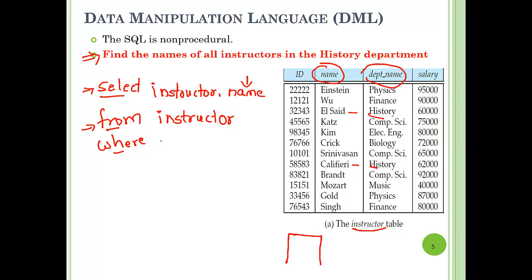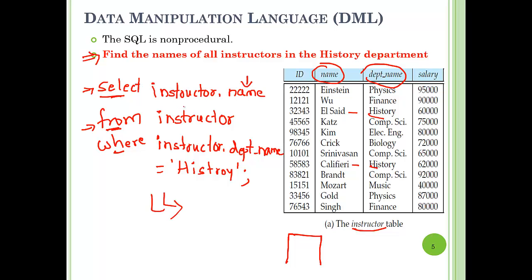So I said here instructor dot department name is equal to, this is allowed in single quotes as history is a character or a string. So in the single quotes we are supposed to mention it, and this semicolon is the end of this query. So select attribute name from table name, and where, here the condition I am going to mention, and the result of this query.